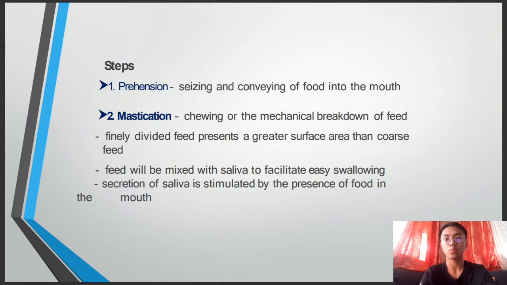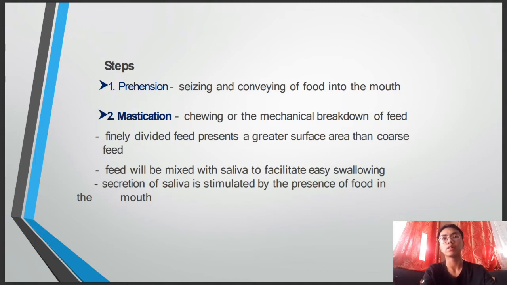Next slide. Step 1, prehension: sizing and conveying of food into the mouth. Step 2, mastication: chewing or the mechanical breakdown of feed. Finely divided feed presents a greater surface area than coarse feed. Feed will be mixed with saliva to facilitate easy swallowing. Secretion of saliva is stimulated by the presence of food in the mouth.